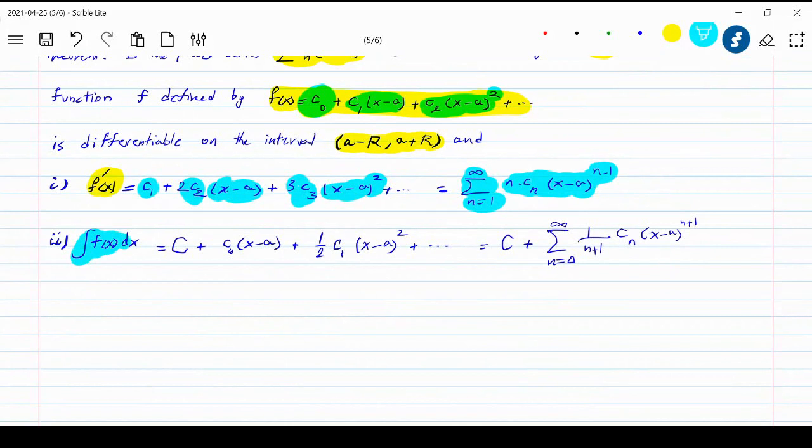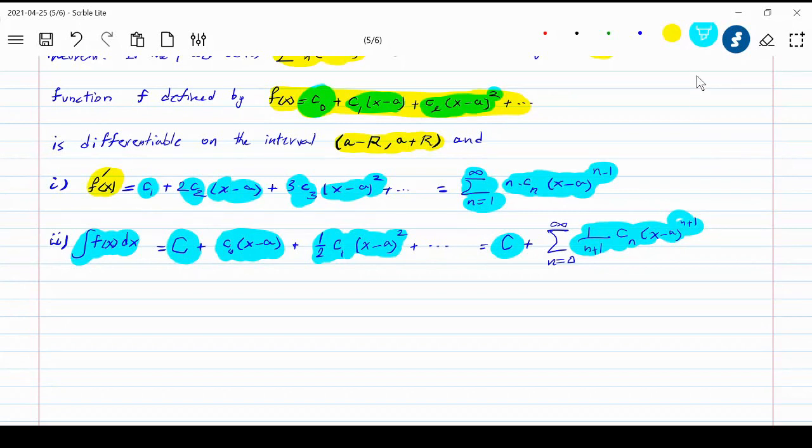And similarly, if you're dealing with integration, it is some constant plus now the integral of each term. Integral of c0 would be c0x, or you can say c0 times x minus a. It doesn't really make any difference because that c0a will end up being absorbed into this constant. And if you integrate every other term, add 1 to the exponent and divide by the same exponent. So x minus a to the power 2, divided by 2. So generally, the integral would be some constant plus the integration of each term, and n starts from 0.